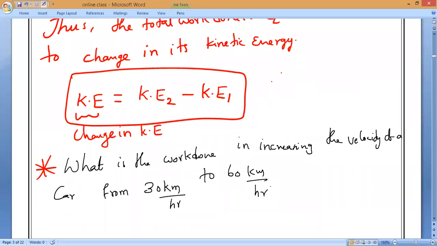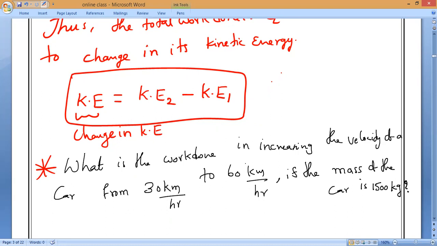If the initial velocity is 0, you must apply the formula kinetic energy equals half mv square. But the initial velocity is not 0. Which formula should you apply? Kinetic energy formula or work energy formula? Work energy theorem. Sir, but the mass is not given. Yes, wait. If the mass of the car is 1,500 kilogram. Understand?